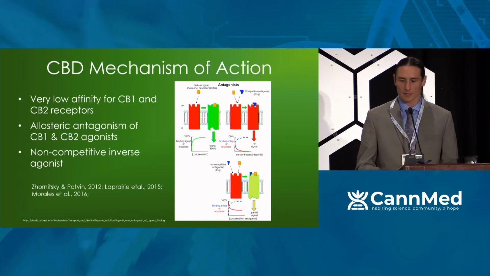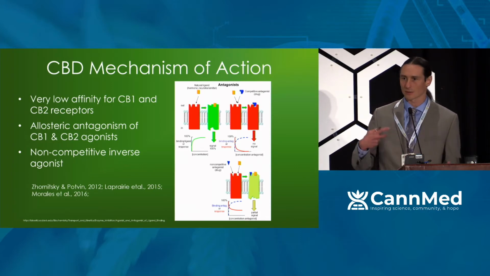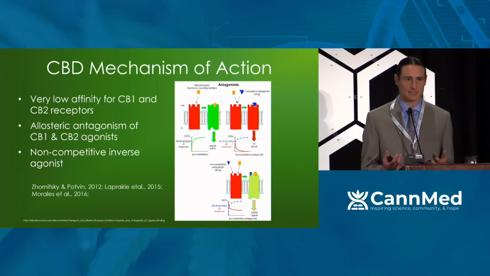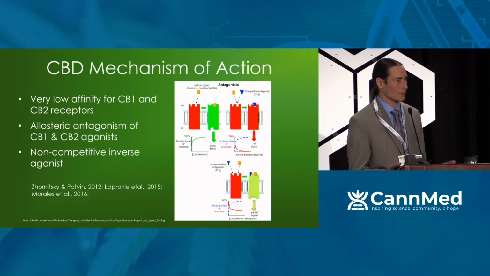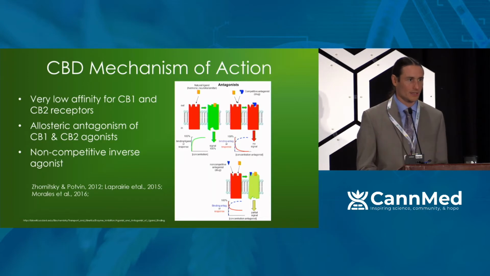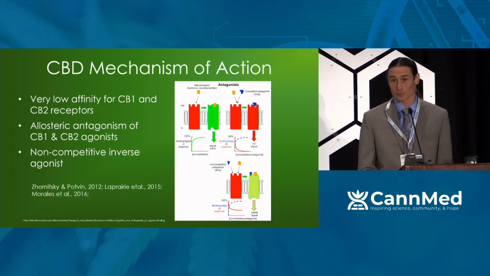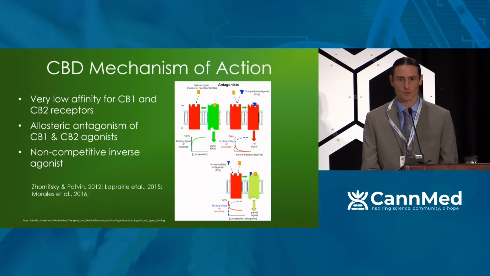So a competitive antagonist or a full antagonist is something that would just completely block the activity of either THC or the endocannabinoids at this receptor. We have a molecule that does this called rimonabant, very useful in research. It was actually approved as a drug given to people in Europe. They experienced severe side effects, including dysphoria, depression, and suicide, and so it was pulled.